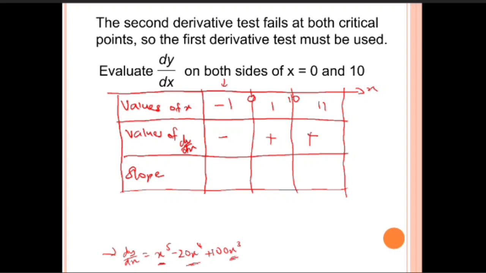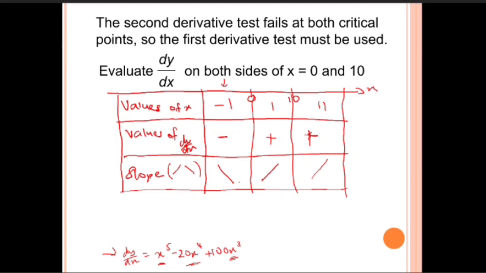After that, remember your slopes. It's either going up or going down. So when the value of dy dx is negative, it means that slope is going down. Next, it's positive. So that means the slope is going up. And the next one is also positive. So the slope is going up.